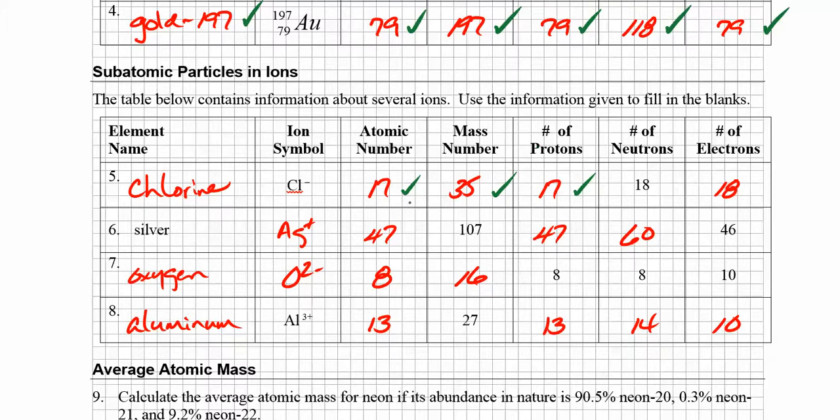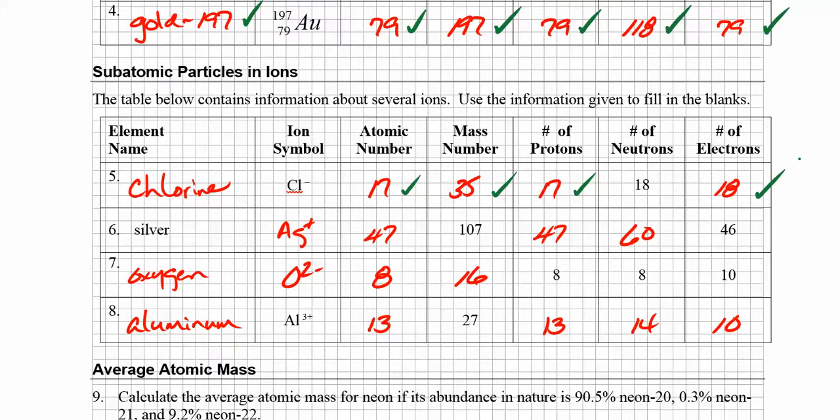This is not a neutral element, so we don't expect the atomic number or the number of protons to be the same as the number of electrons. We've got a charge of -1. Now remember that negatively charged ions have one additional electron over protons. So if I've got 17 protons, I must have 18 electrons to give it that charge of -1.